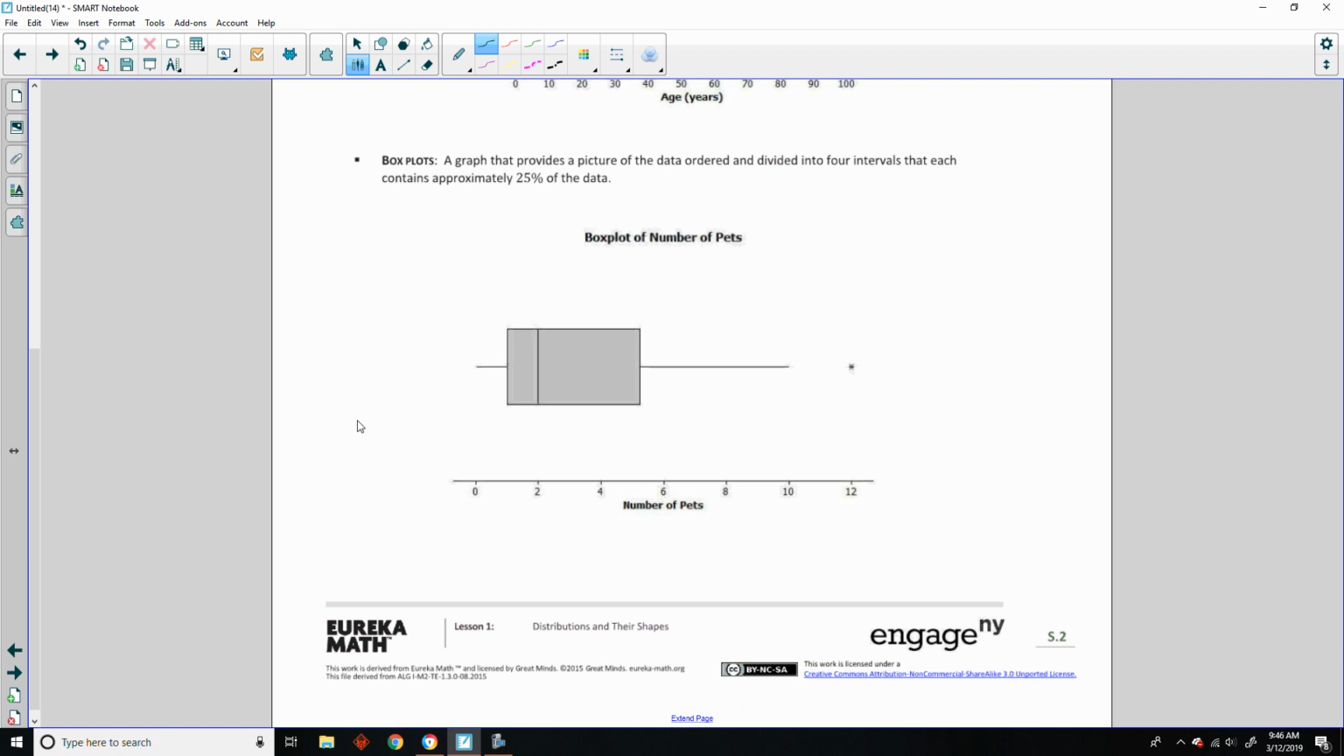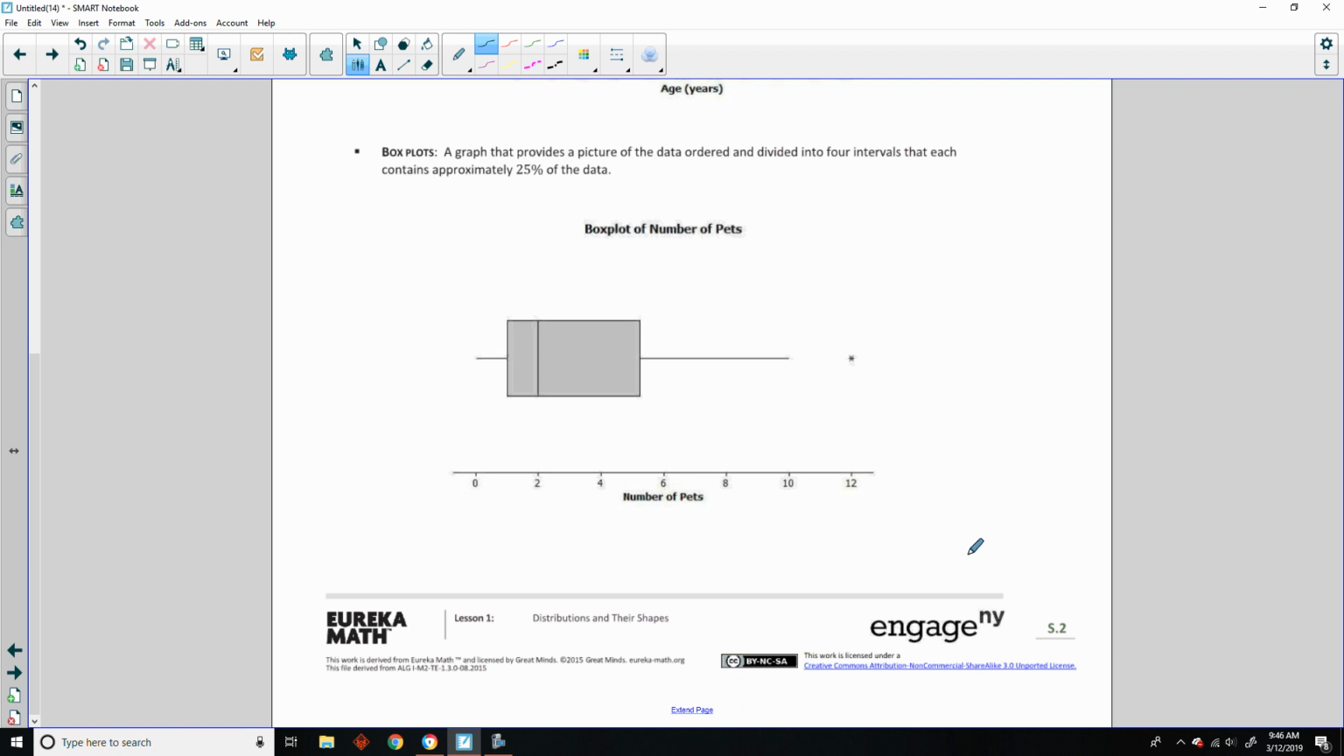The next graph is called a box plot or box and whisker plot. A graph that provides a picture of the data ordered and divided into 4 intervals that each contains approximately 25% of the data. So the whiskers, this is called quartile 1, right here, Q1. How about I label that as we go? We'll just review a little. This is quartile 1, and this is quartile 4. This is quartile 2 and quartile 3. Okay, that's the body. So 25%, 25%, 25%, 25%, totals of 100%.